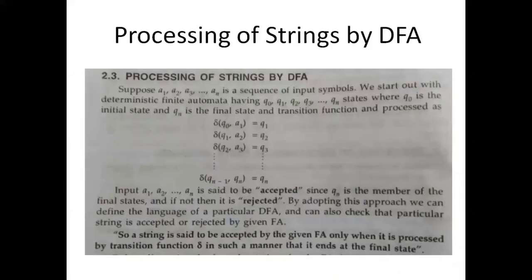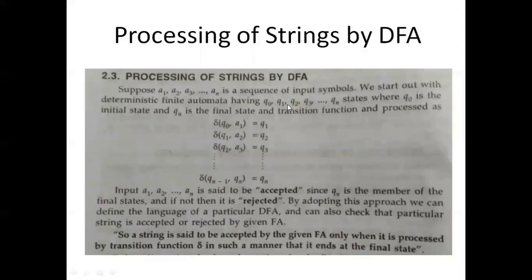Next, processing of a string by a DFA. A DFA is a machine which takes input and transitions from the initial state to a final state. Now, how is a string processed by a DFA? Here, suppose A1, A2, A3, up to AN are the input symbols.